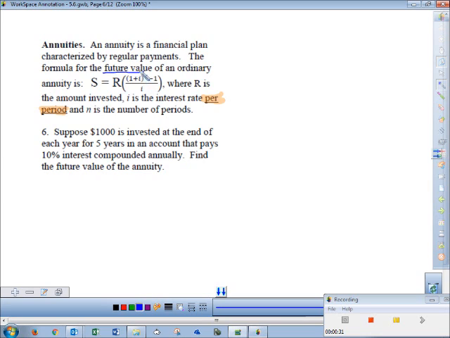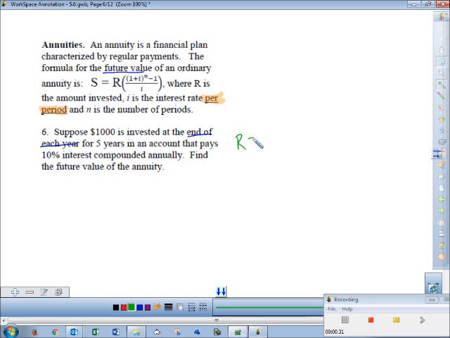So the formula for the future value of an ordinary annuity, so like I said, there's a lot of types of annuities, so this is for a future value of an ordinary annuity, is this, where R stands for the amount invested. That's just like your principal right there. I is the interest rate per period, and that's going to get a little tricky here. And N is the number of periods. The periods we'll talk about shortly. So suppose $1,000 is invested at the end of each year for 5 years in an account that pays 10% interest compounded annually. So let's figure some of this stuff out.